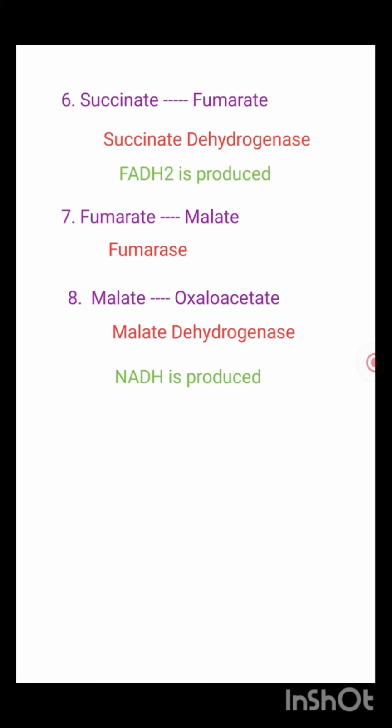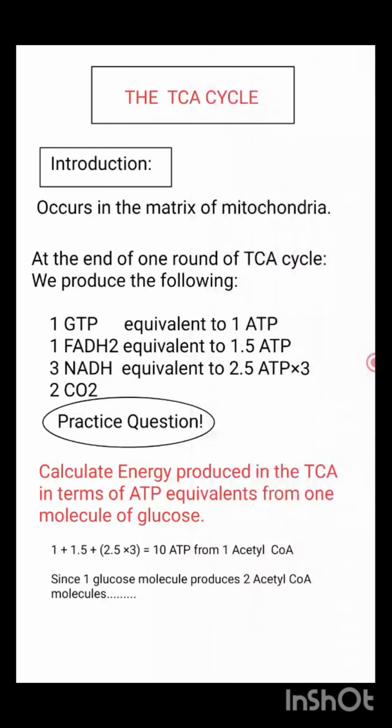Then in step 7, fumarate is simply being converted to malate with the help of the enzyme fumarase. And lastly, in step 8, malate is converted to oxaloacetate, which is one of the starting molecules. And of course, what you should know here is that we are actually producing our final NADH molecule. So now you can even count these molecules that are in green, which will help you understand our initial summary, where we started with these products of the TCA cycle.